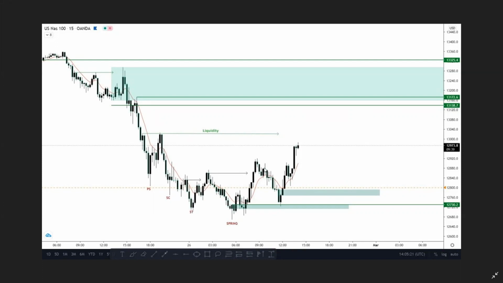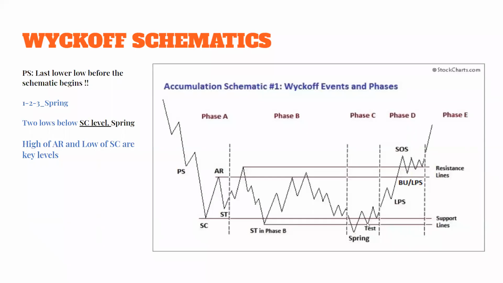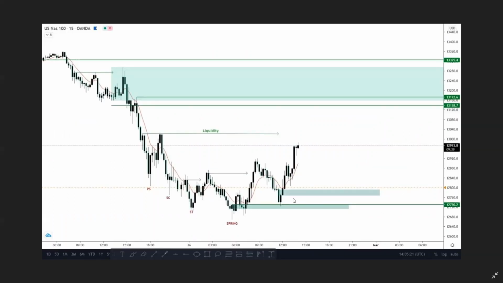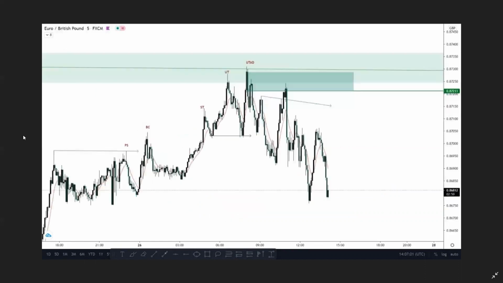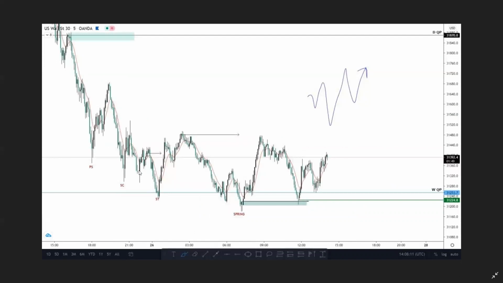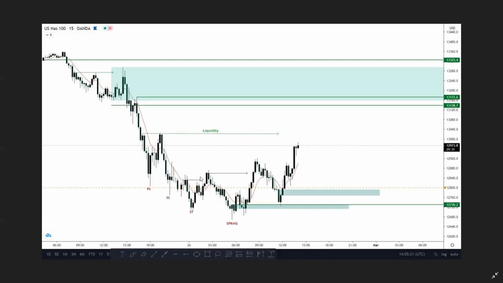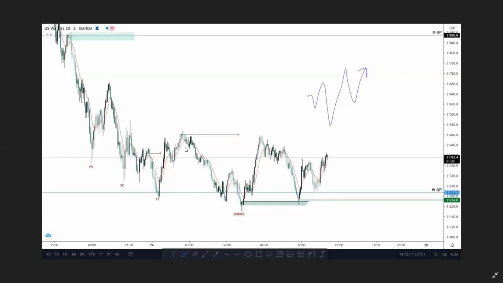Price starts trading higher. We retrace. This would be your test. Just as we have here, this would be the test for me. And then I got my entry, and price starts going higher. So this is the NAS 100. US 30 had a similar schematic. So during the same period as this was going on, this was also playing out.